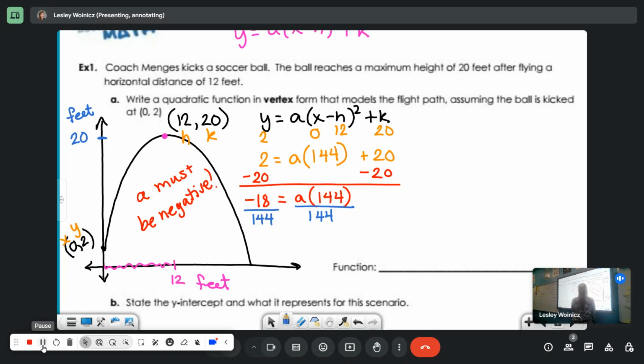Okay, this is the part where you might need a calculator for it, but we're going to try without a calculator. True or false? 18 and 144 are both even. True. Okay, can I divide away a 2? Yeah. Okay, what would that be? What would I get?